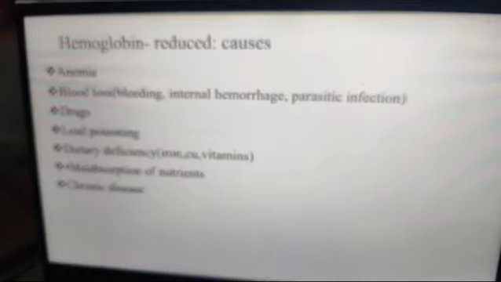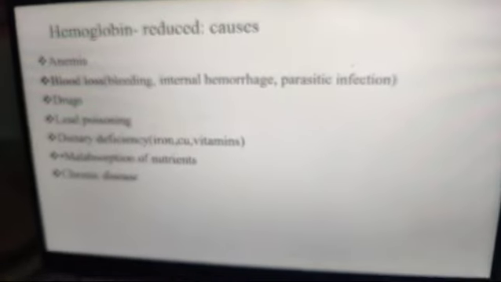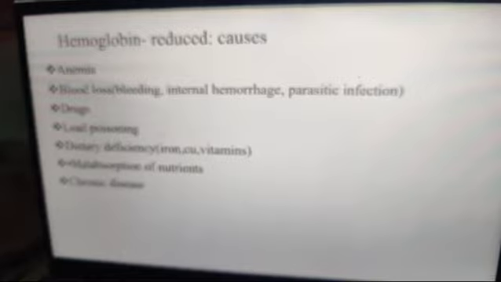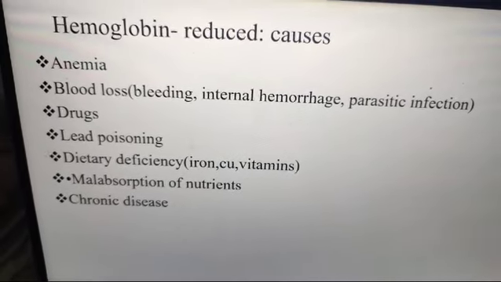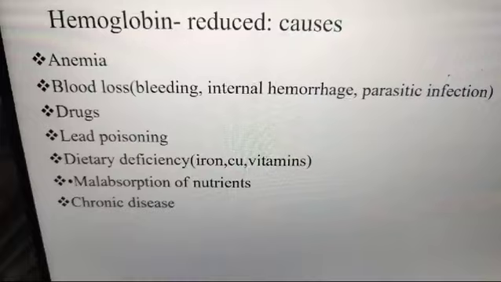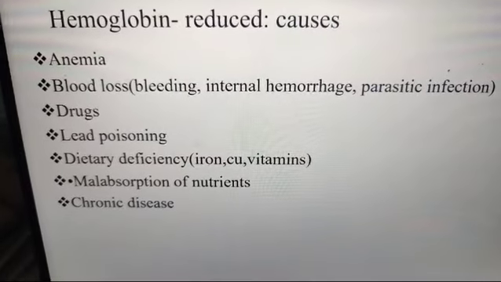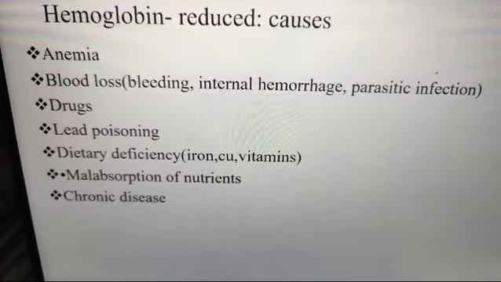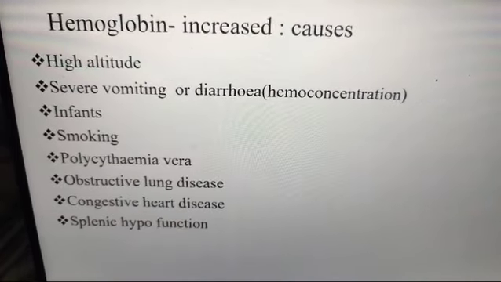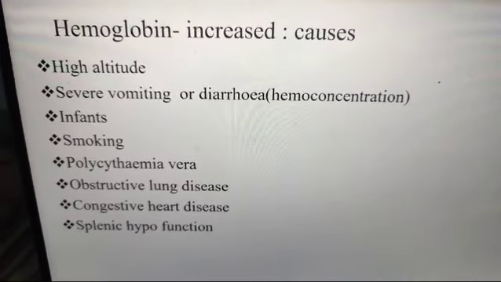The causes of reduced hemoglobin. Reduced hemoglobin is called anemia. Causes: blood loss because of bleeding, internal hemorrhage or parasitic infestations, drugs, lead poisoning, dietary deficiency, malabsorption of nutrients and chronic diseases. Increased hemoglobin is called polycythemia.